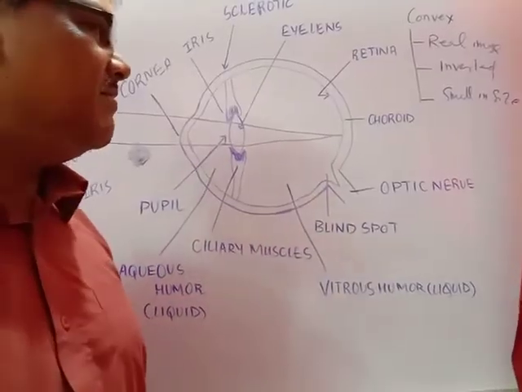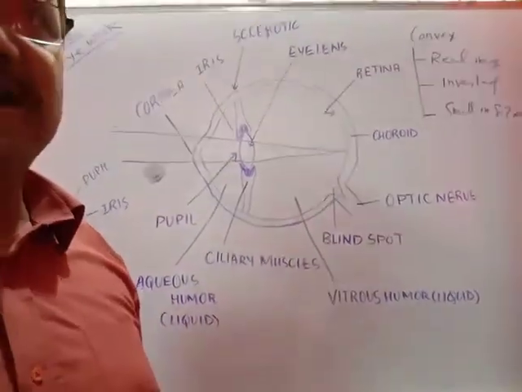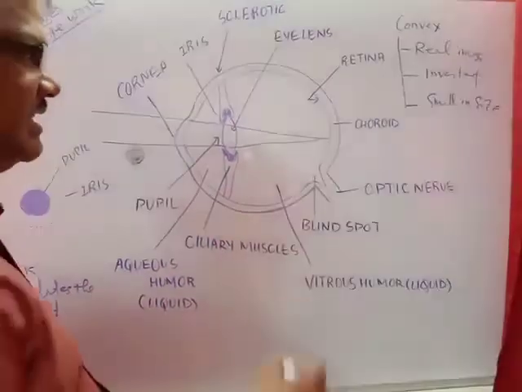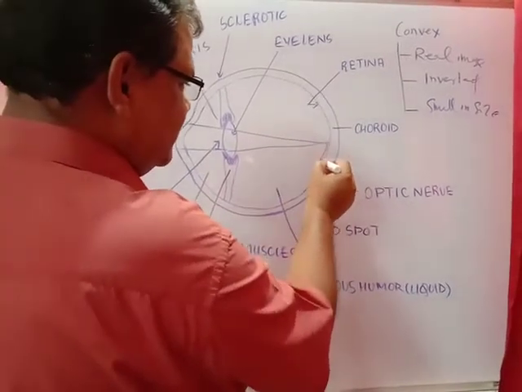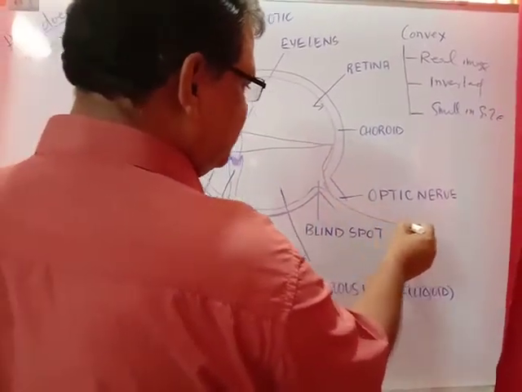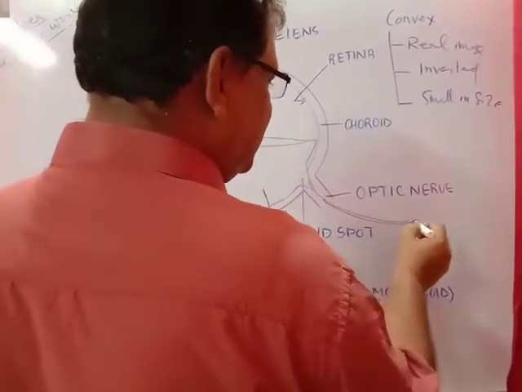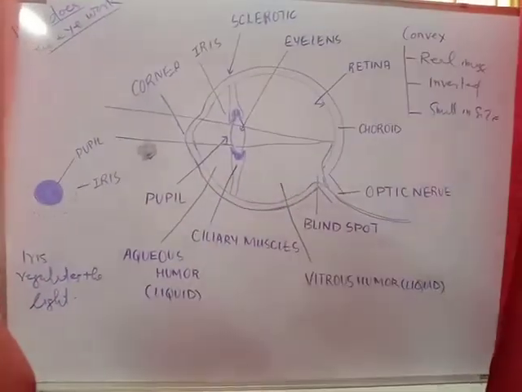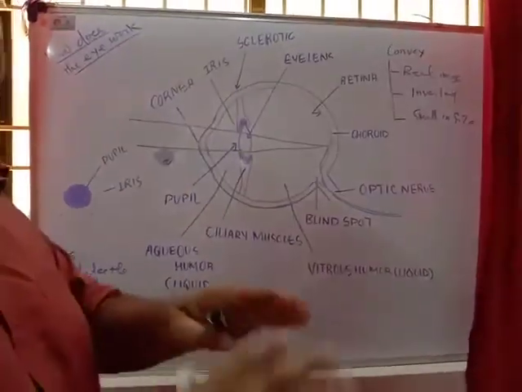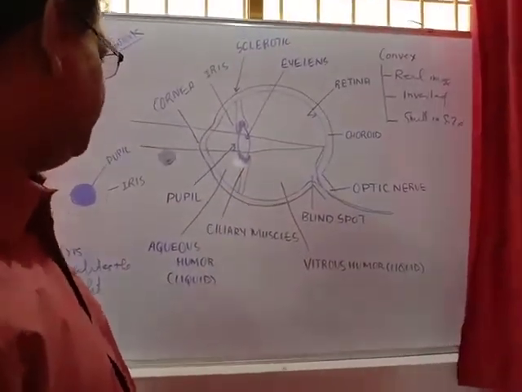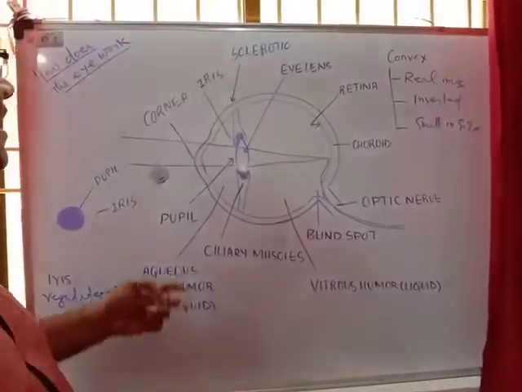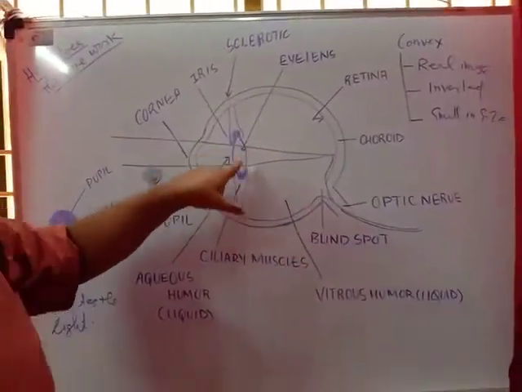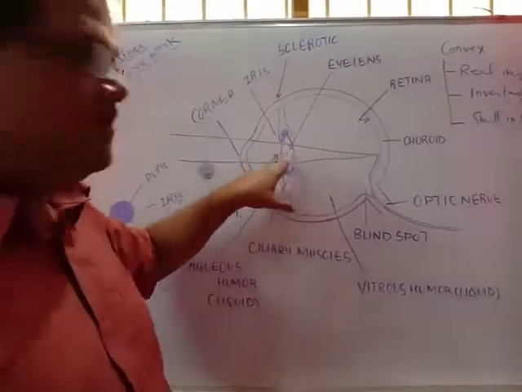That image will be converted into different signals, electrical signals, and those electrical signals will be carried by the optic nerve to the brain, and the brain will interpret the image, the nature of the image, the size of the image, whatever about the image. Once again, I am repeating, from the eye, the important role is the eye lens.